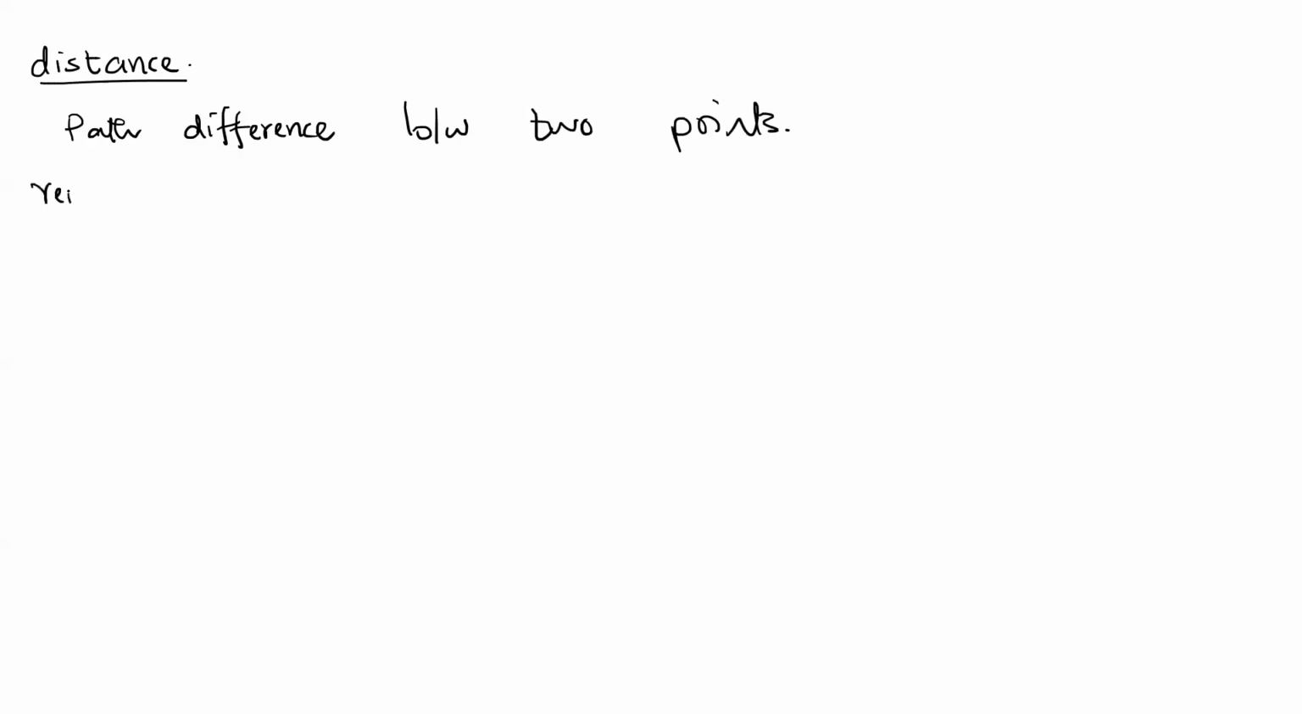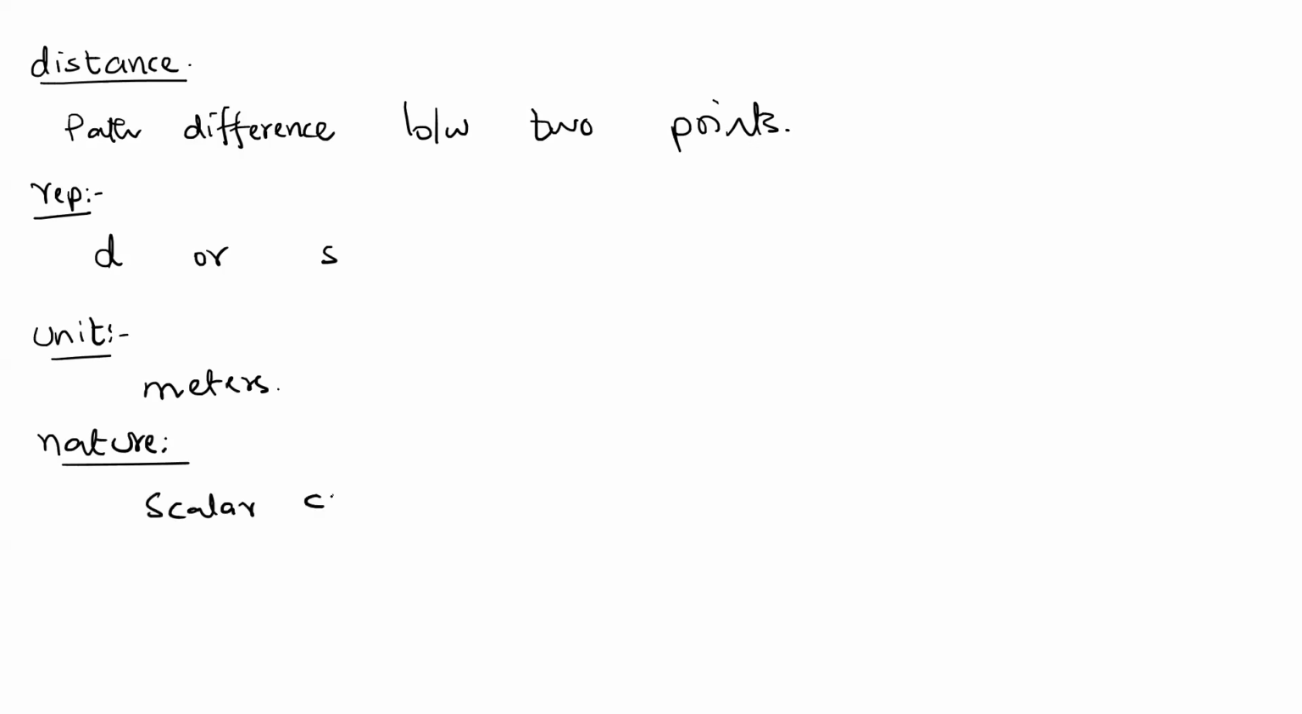So represented by D or S. Unit is meters. Nature is, it is a scalar concept or scalar quantity. Now, what does that have to mean? So let's understand this through an example.